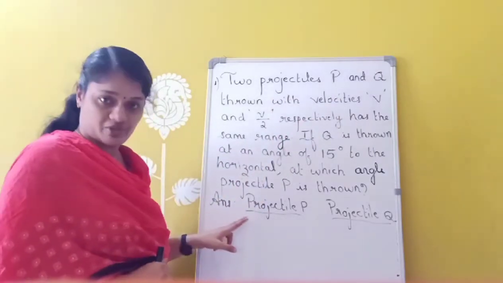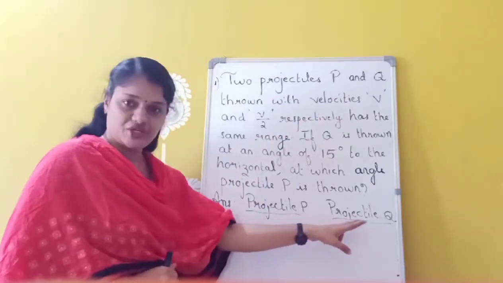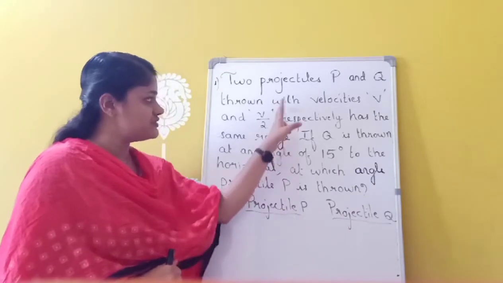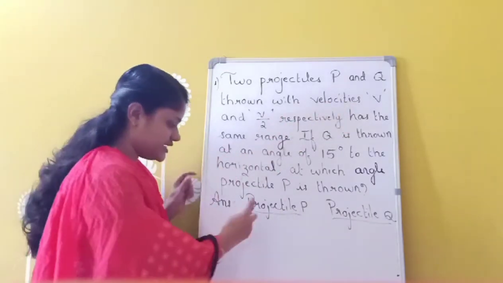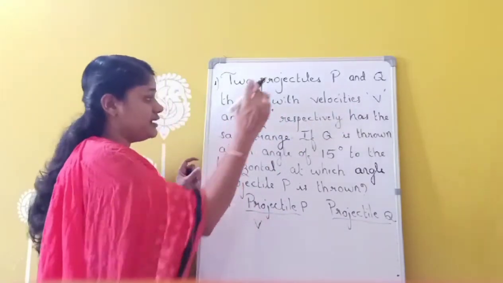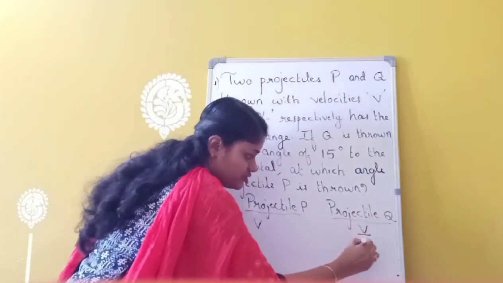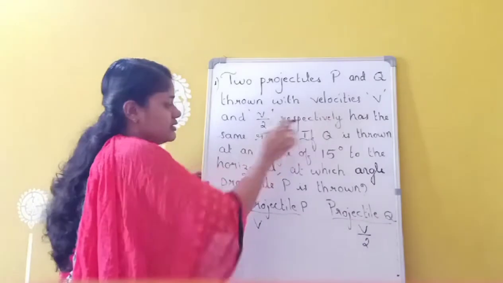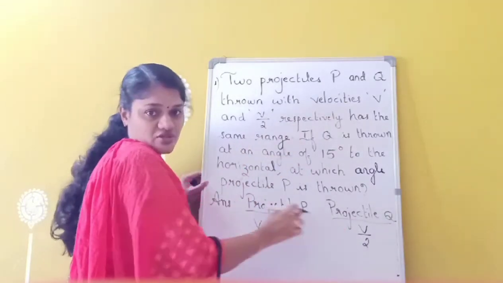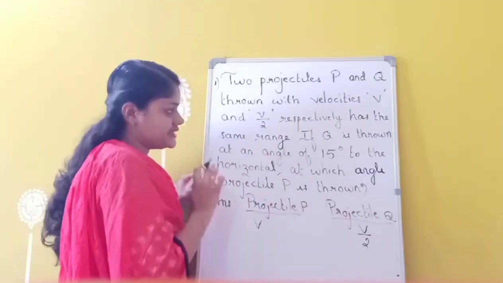So two projectiles are there, P and Q, and P is thrown with a velocity V. And Q is thrown with a velocity V by 2, and both are having the same range. So the range of both the projectiles is the same.